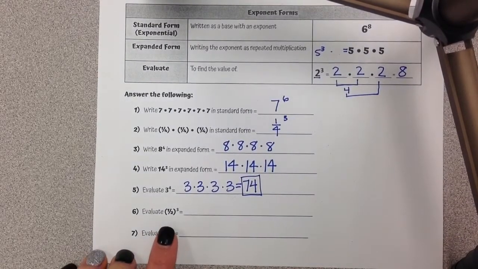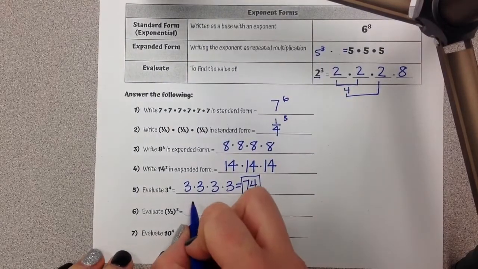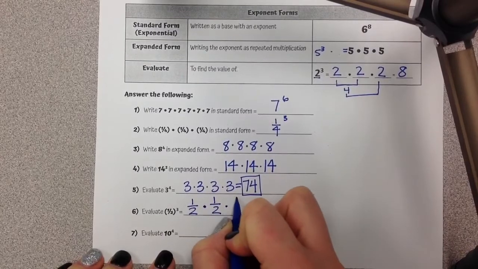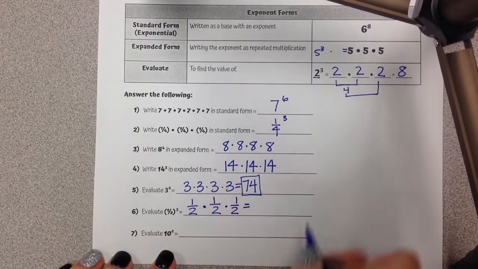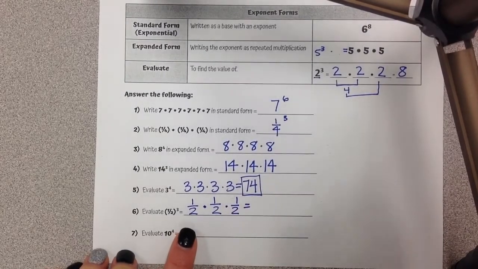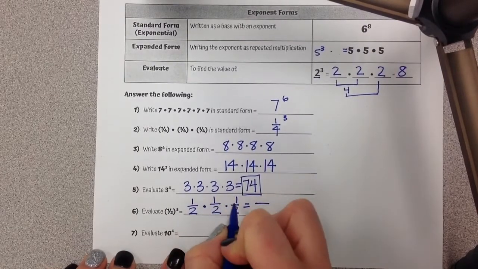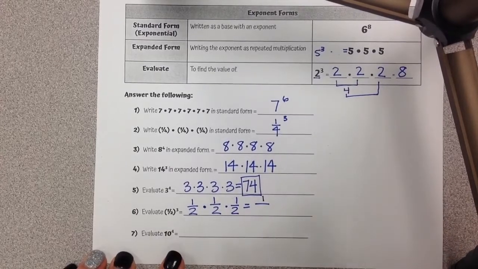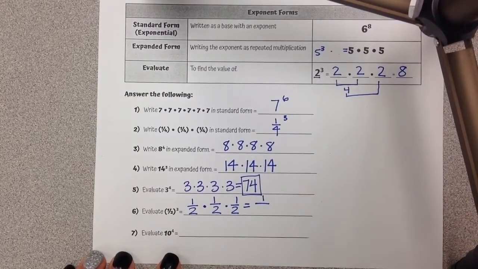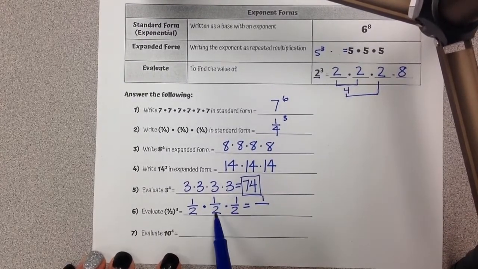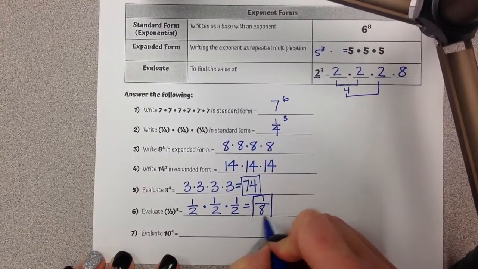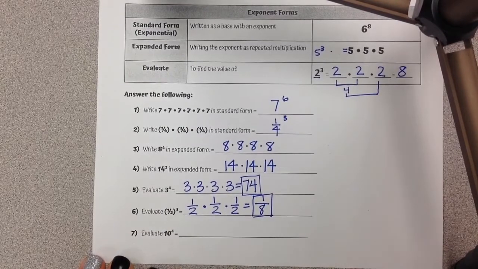Okay, evaluate 1/2 to the 3rd power. So again, I'm going to show my work. 1/2 times 1/2 times 1/2. And I'm just multiplying these like I would multiply a regular fraction. So numerator times numerator times numerator. 1 times 1 times 1 equals 1. And then denominator times denominator times denominator. 2 times 2 equals 4 times 2 equals 8. So 1/8 would be the value.